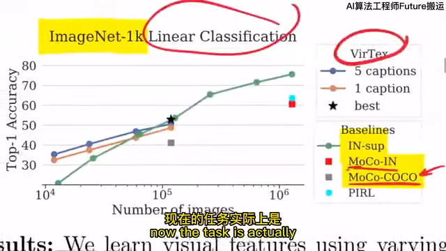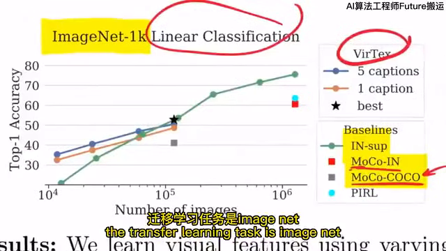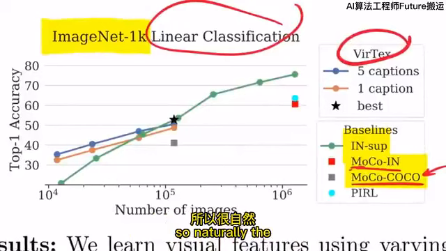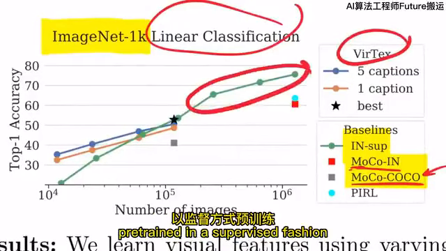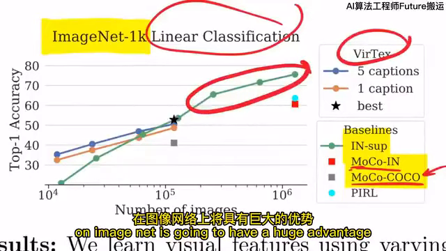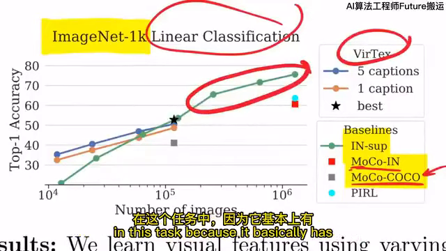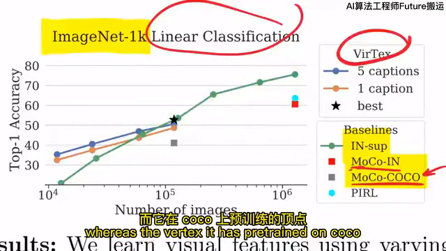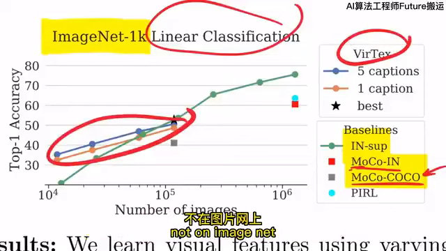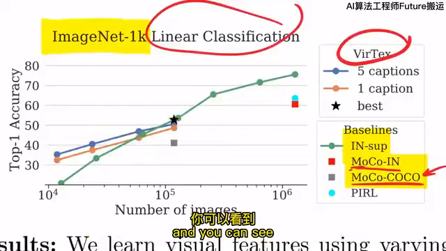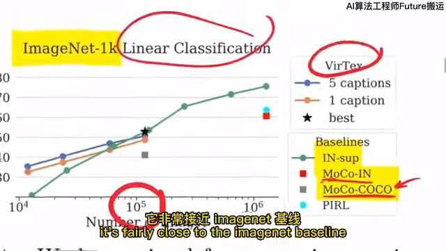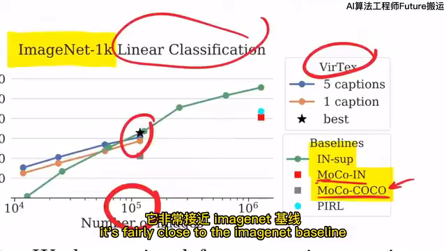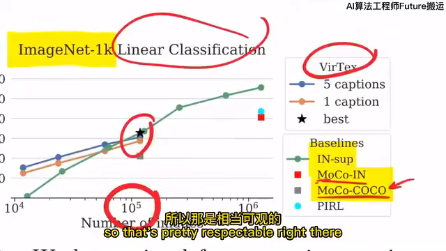Now the transfer learning task is actually ImageNet. So naturally, the thing that was pre-trained in a supervised fashion on ImageNet is going to have a huge advantage in this task because it basically has already learned the task beforehand. Whereas VirTex has pre-trained on COCO, not on ImageNet. And you can see if you give it the same amount of images for pre-training, it's fairly close to the ImageNet baseline. So that's pretty respectable right there.